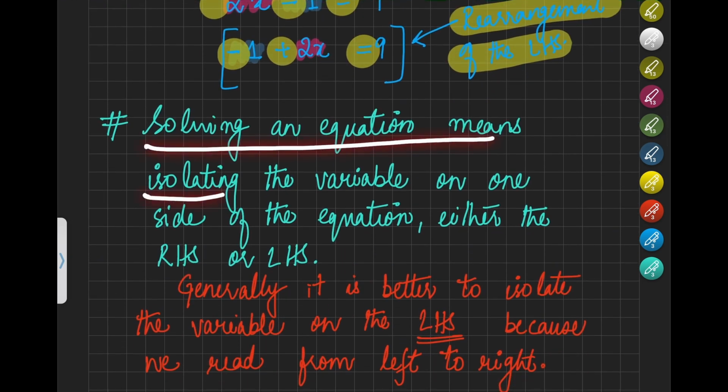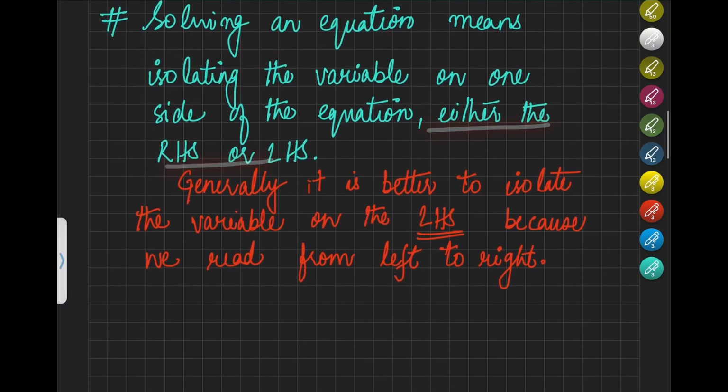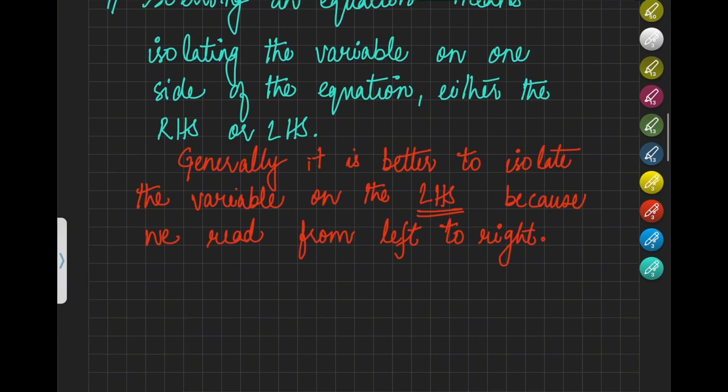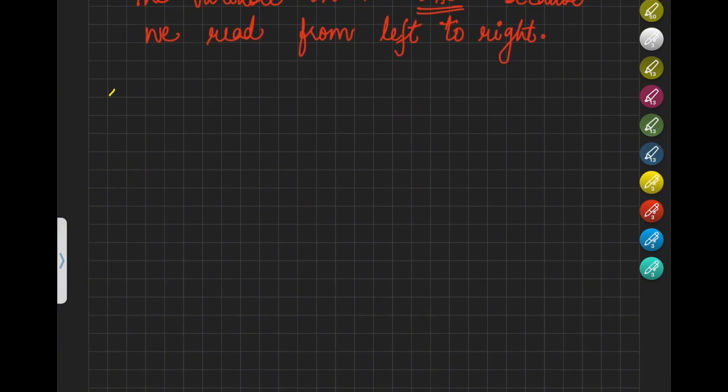Solving an equation means isolating the variable on one side of the equation. It can be either side, the right hand side or the left hand side, but generally we isolate the variable on the left hand side because we read from left to right. So we have to keep that in mind. To isolate a variable you should identify the variable, then try isolating it step by step. And let us understand how we isolate the variable by doing different types of transposing in different types of questions. So let us check example 1 first.